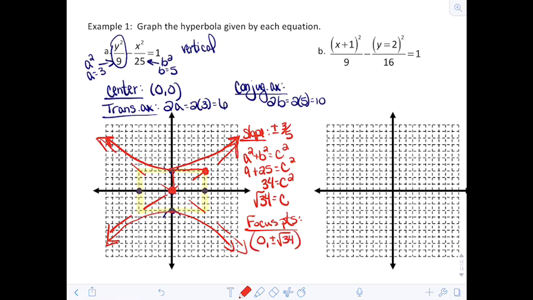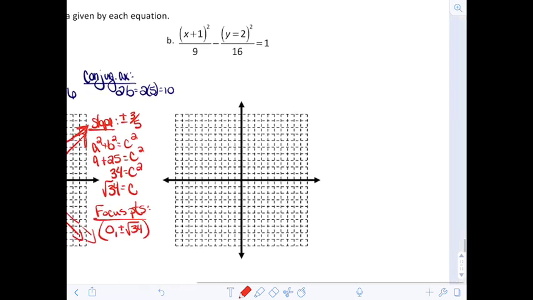And so that's going to be 5 something. 1, 2, 3, 4, 5. So it would be kind of right in here. You do not need those to construct the graph, so that's just kind of a little bonus there.